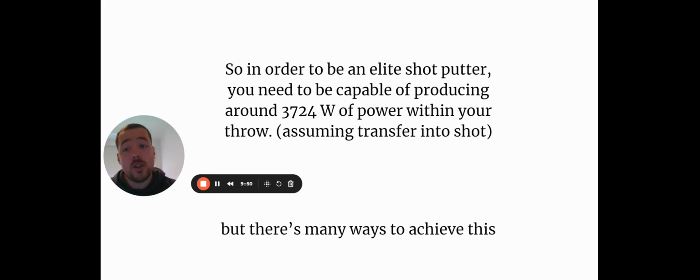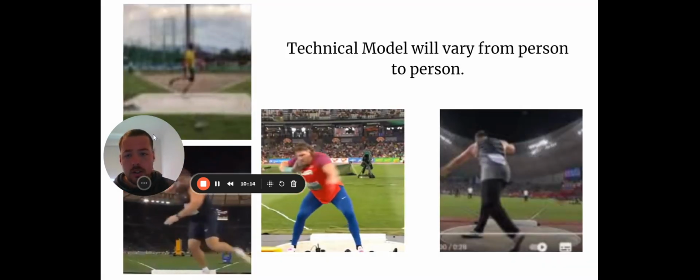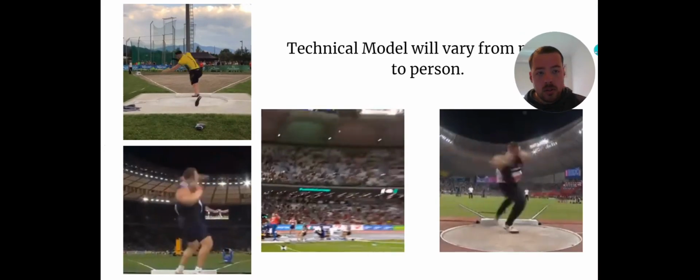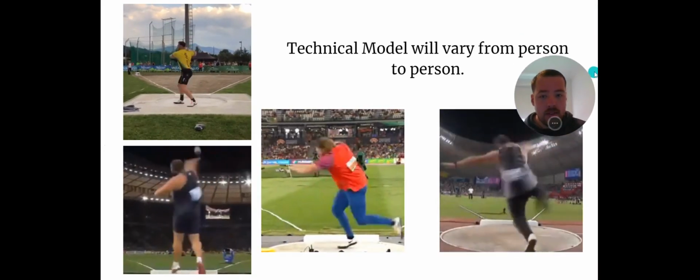Now, how you do this is more complex and open-ended, and there's probably many answers to that question. But the simple fact is you either are achieving this amount of watts and throwing far, or you're not, okay? You're not going to be able to throw far without producing that. That's just simple physics. But where there is room for an open-ended answer is the how you go about this. So technical models are completely various.